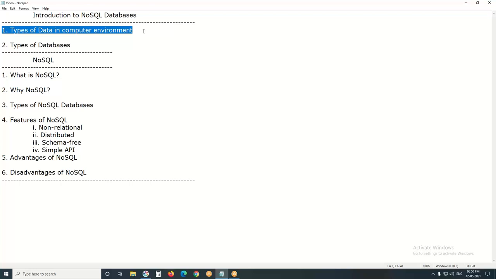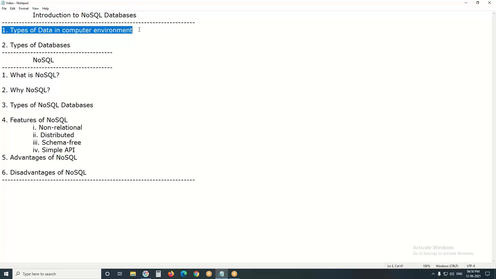Front-end technologies are there, programming languages like Java, .NET, etc. For storing data, organizing data, and data management, databases are there. See, data is a major component in the computer environment. We have different types of data in computer environment. Not only in computer environment, in real life also, we have different types of data.